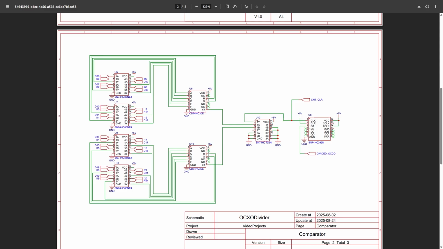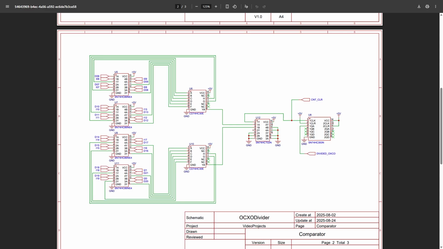Okay, let's recap. We wanted this comparator circuit to reset the counter when it reaches the 5 million mark. We are comparing the output of the counter to a set value, in our case 5 million, and when both numbers are the same, we trigger the reset of the counter. Also, remember that we were going to feed the counter clear signal to a toggle flip-flop, and this was going to be the divided OCXO signal.